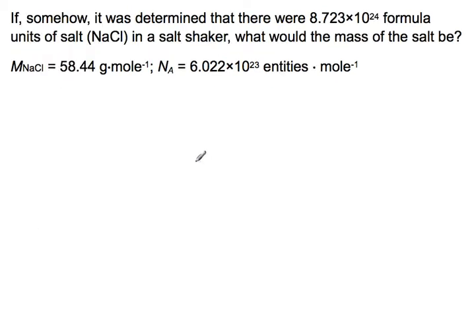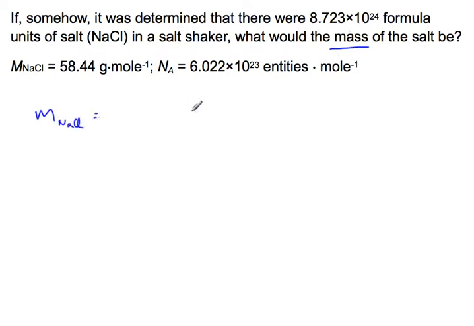Let's look at one more example. If somehow you could determine the number of formula units of the salt in the salt shaker, you might come up with a number like this, perhaps not, as we'll see in a minute: 8.723 times 10 to the 24th formula units in my salt shaker. What would be the mass of salt in that salt shaker? I'm going to cover this one in one step. Again, what are we looking for? Mass. So mass of NaCl equals.